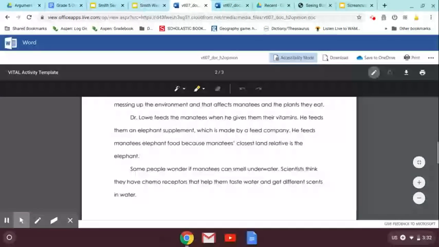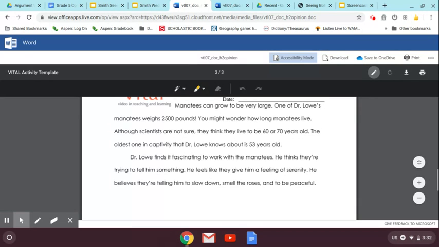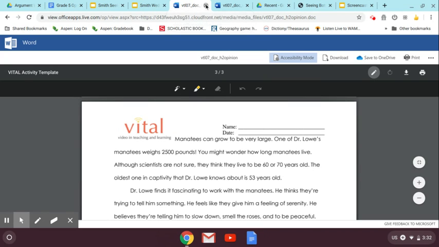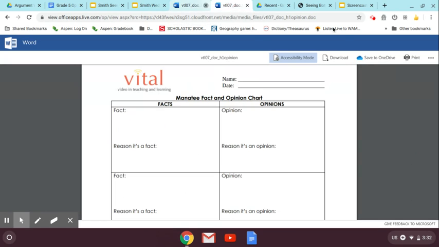I think a lot of the other opinions that I found, not a lot, because there were very few, happened to be in the last paragraph, perhaps, about manatees causing a sense of peace and serenity. So don't worry if you had a difficult time on that. That was hard for me to find those opinions on the chart.